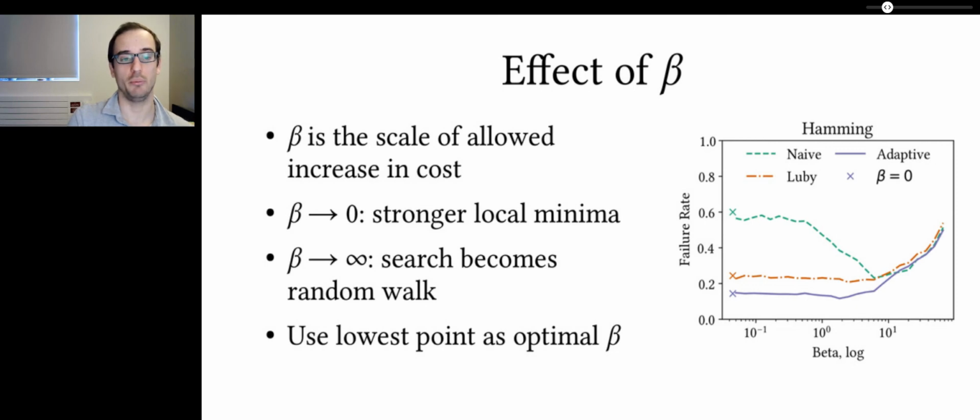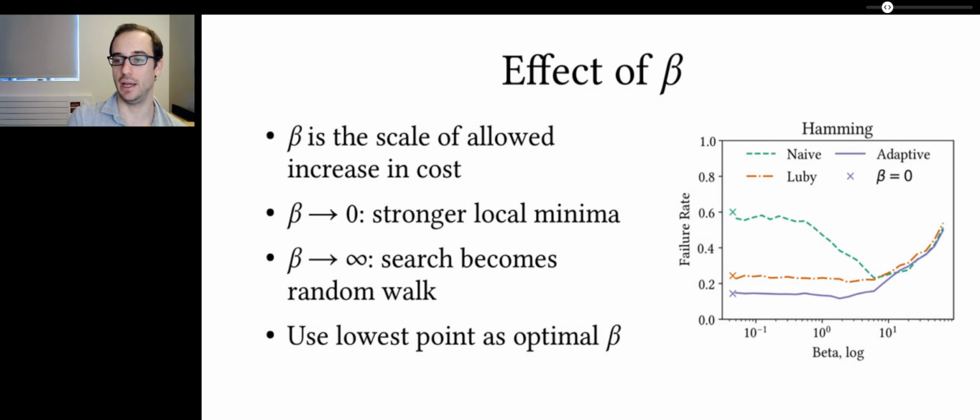And recall that beta is this parameter that controls the scale of the allowed increases in the cost at each step of stochastic synthesis. And so we can plot the failure rate of the various algorithms as we vary beta, where in this chart, lower is better.